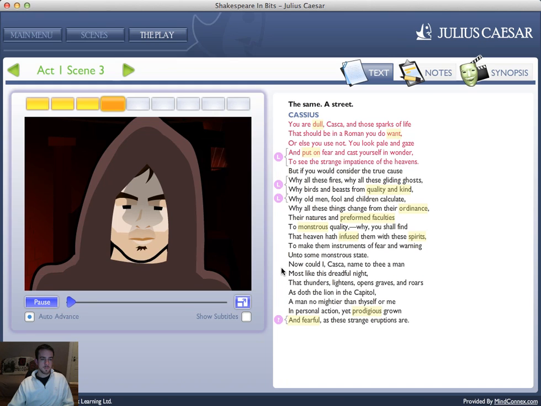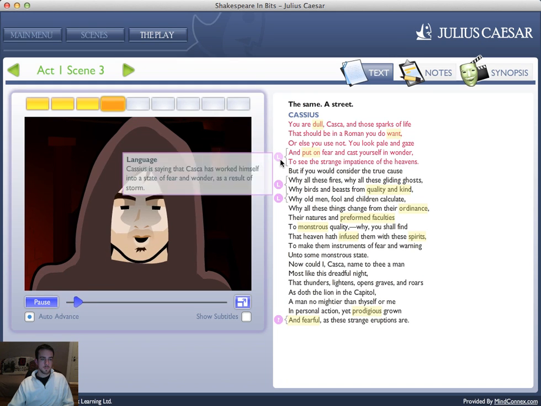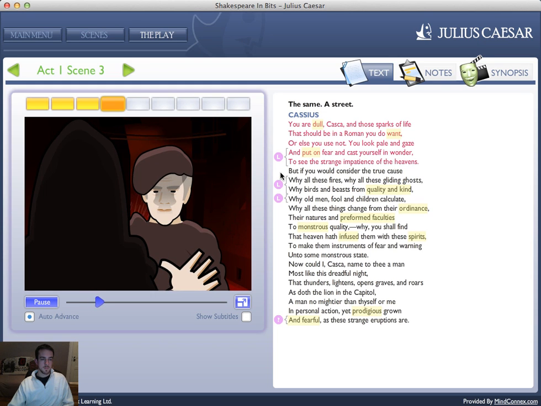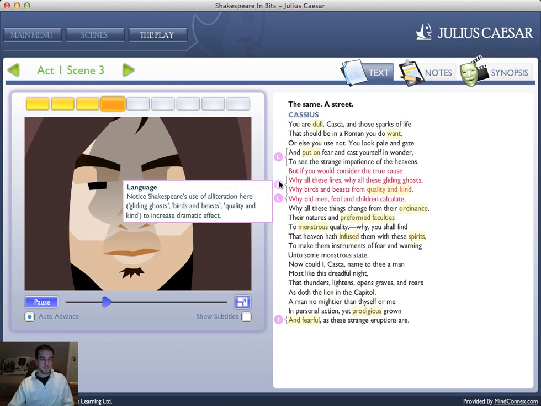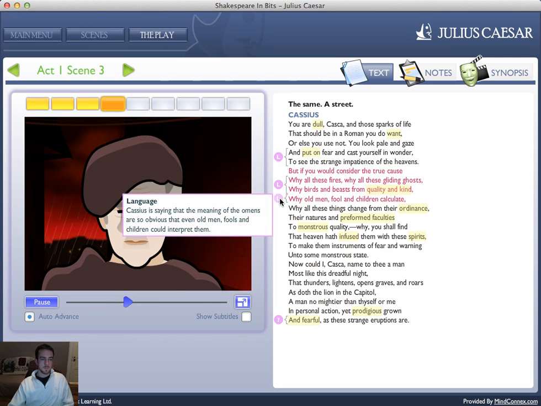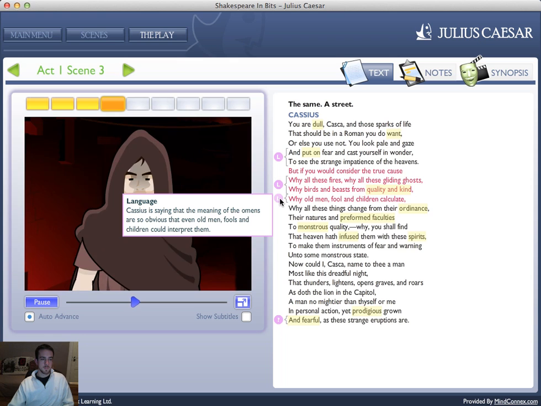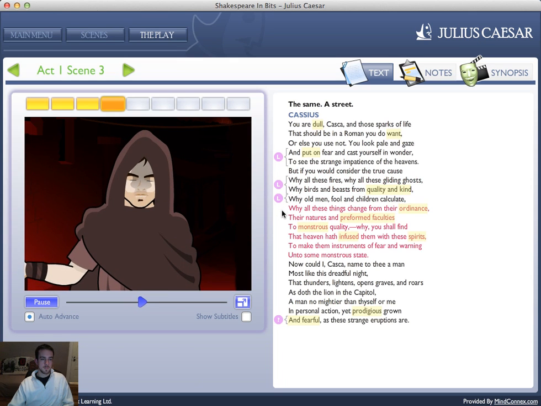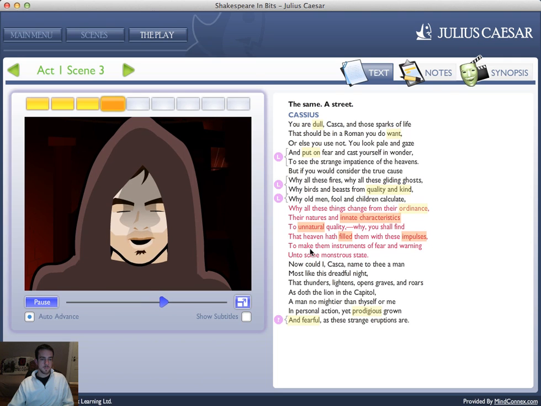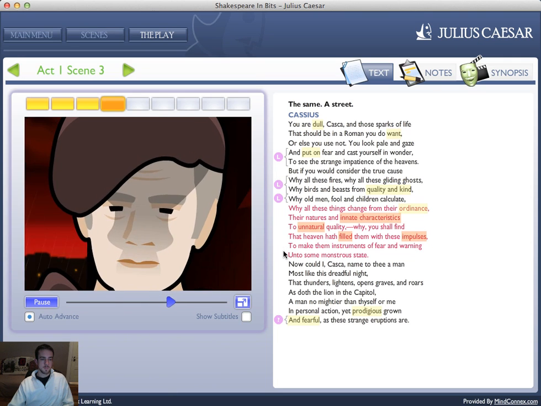You are dull, Casca, and those sparks of life that should be in a Roman you do want, or else you use not. You look pale, and gaze, and put on fear, and cast yourself in wonder to see the strange impatience of the heavens. But if you would consider the true cause why all these fires, why all these gliding ghosts, why birds and beasts from quality and kind, why old men, fools, and children calculate, why all these things change from their ordinance, their natures, and preformed faculties to monstrous quality, why, you shall find that heaven hath infused them with these spirits to make them instruments of fear and warning unto some monstrous state.